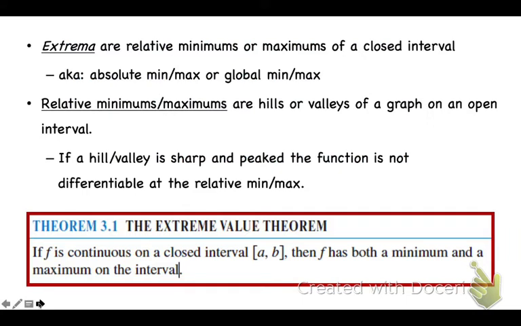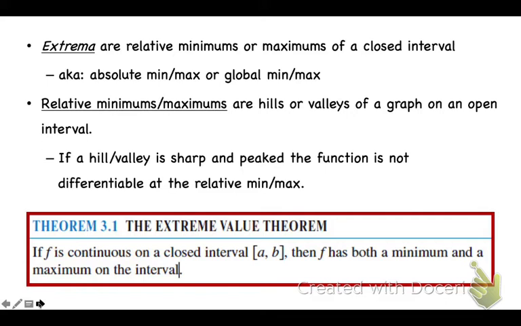Okay, so extrema is a relative min or max. We say relative because we can have more than one, yes? And that's peaks and valleys. It's decreasing to a minimum, and then it starts what? Increasing. Your theorem down here is telling you that if f is continuous on a closed interval [a, b], then f has both a minimum and a maximum in the interval.